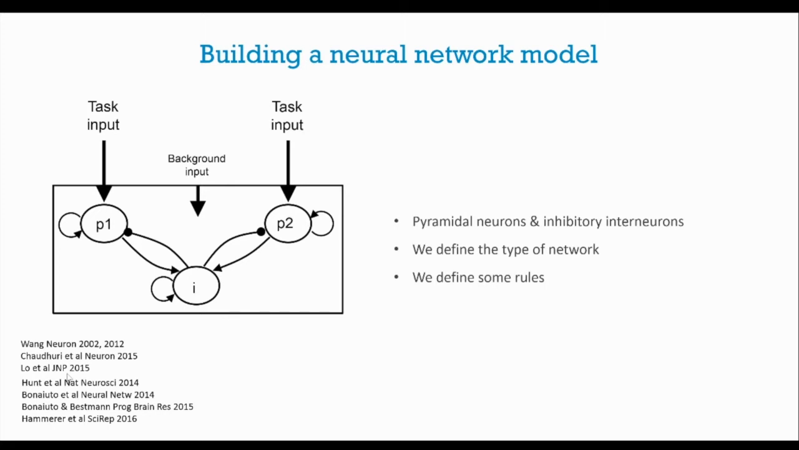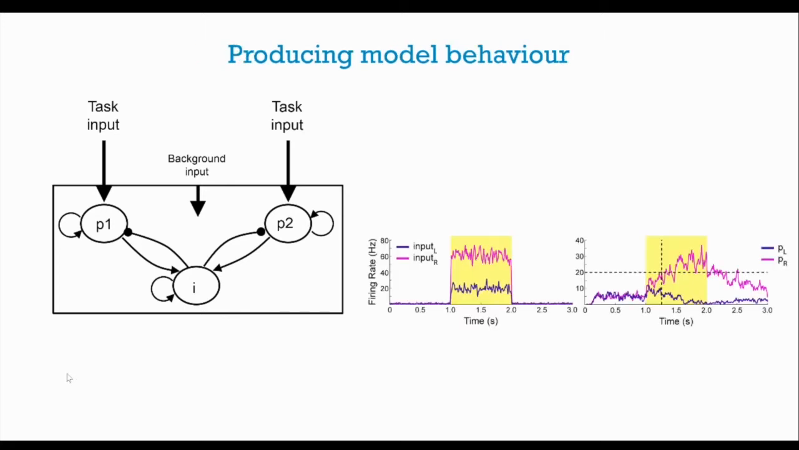And that may generate something that looks like this. So here you see the two inputs, left and right, given to the left-hand side and right-hand side pyramidal populations. These inputs differ, which could reflect, say, a stimulus given to the left-hand side and the right-hand side, or something like that. And then on the right-hand side, you see the development of neural firing rates in this network.